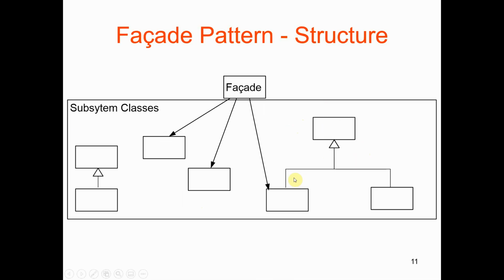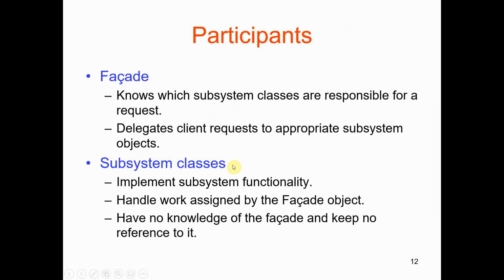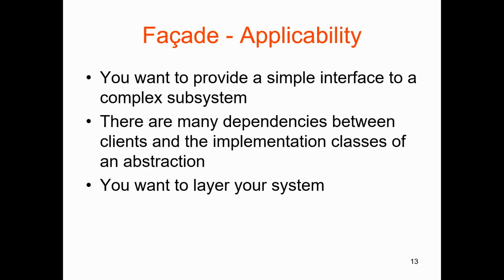The structure of the facade is straightforward. Here you have the subsystem classes, and then you have a facade that is responsible for forwarding the request to the classes in the subsystem. The facade knows which subsystem classes are responsible for a request, and delegates the client's request to the appropriate subsystem object. The subsystem classes implement the subsystem functionality, handling the work assigned by the facade. So these are the participants and how they interact with each other.